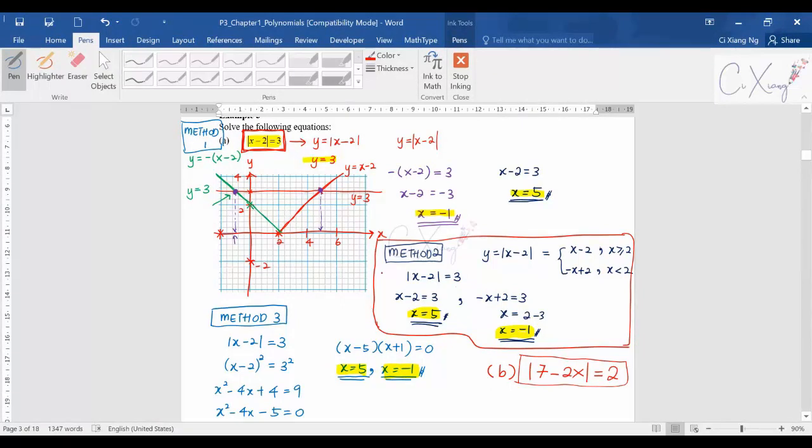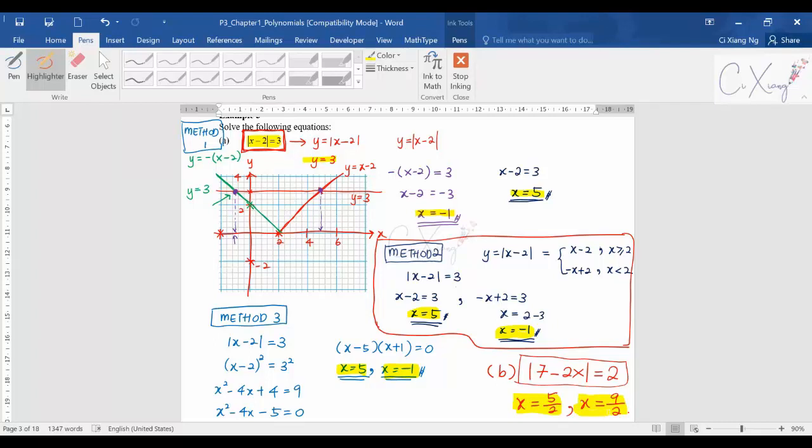The answer for part B is x equals to 5 over 2 and also x equals to 9 over 2. Please make sure you complete this example using all 3 methods if you want. If you cannot get the answer, let me know. To me, part A and part B belong to the same pattern, so in exam, I will use method number 2 to solve it.